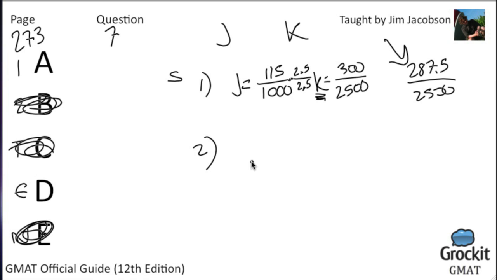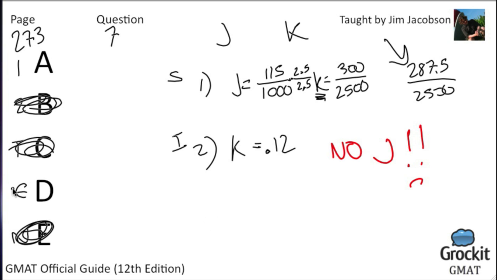Okay. Statement 2, then. The annual rate of return for an investment of type K is 12%. K equals 0.12. That's great, but remember we're doing this on its own, statement 2 on its own. Would this have been enough to figure out whether J or K is better? No, because there is no J. So statement 2 on its own is insufficient. That allows us to cross off answer choice D. Statement 1 on its own, answer choice A, was enough for us to answer the question.